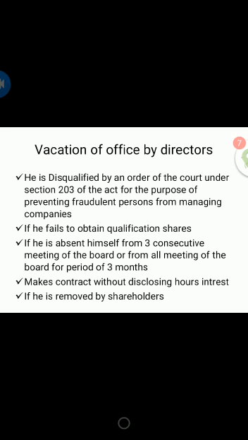The next is, makes a contract without disclosing his interest. He makes a contract with the company without disclosing his interest in the contract. The next is, if he is removed by the shareholders. Why are shareholders going to remove the directors? If the shareholders feel that the person is not going to do his duty properly, or the person is doing something wrong and it came to the notice of the shareholders, the shareholders are going to remove the director. How we remove, we are going to study in the next topic.